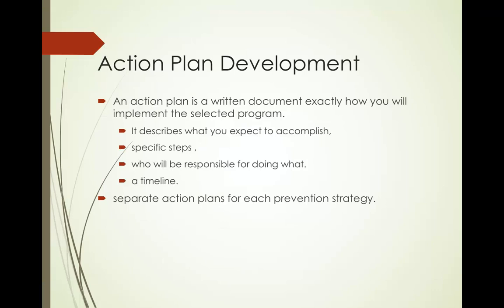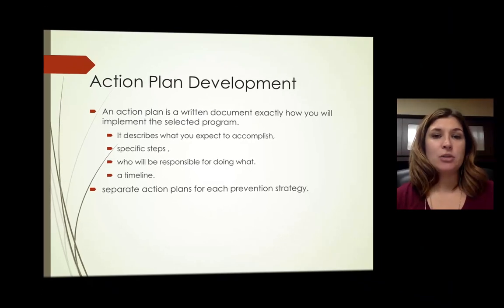Also within the implementation phase, you'll want to consider developing an action plan. An action plan is a written document that lays out exactly how you will implement a selected program. It describes what you expect to accomplish within this program, what are the specific steps you need to take to get there, who will be responsible for which part. It needs to include a timeline, and an action plan helps to ensure that everyone involved in the prevention effort is on the same page. If you are implementing more than one prevention strategy, it might be helpful to develop an action plan for each strategy.